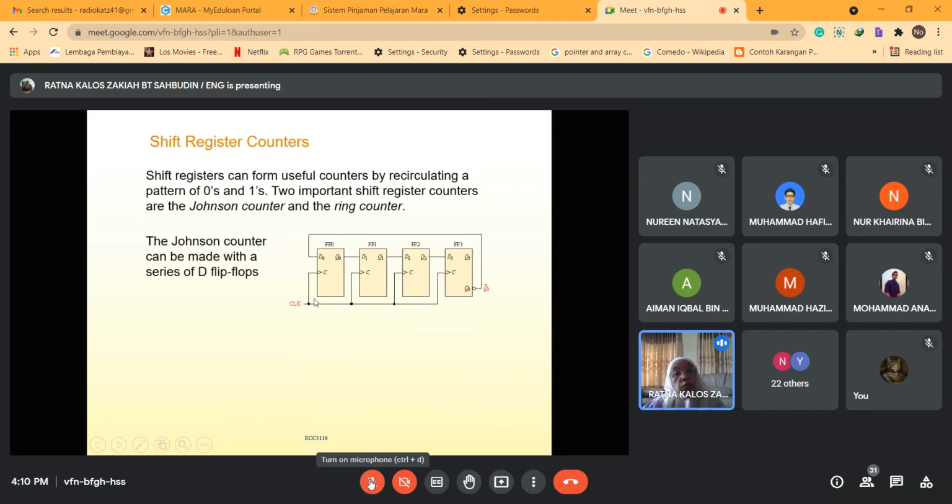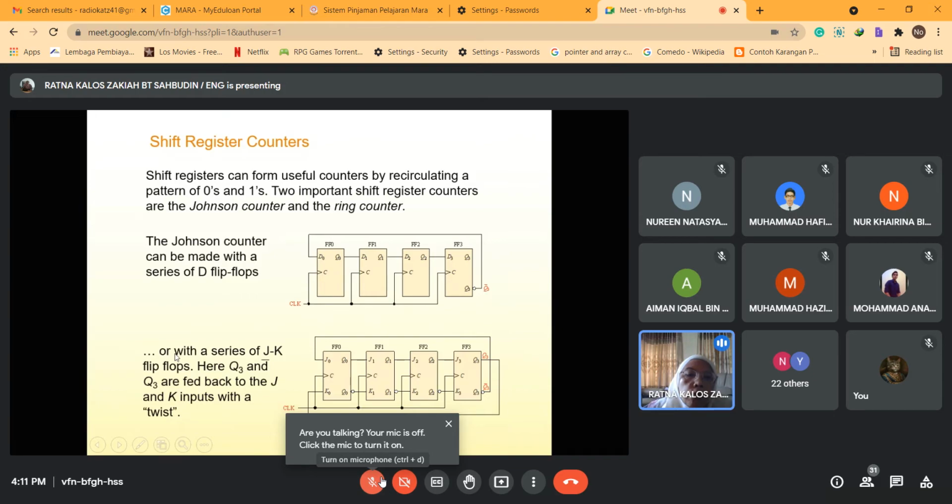So is this a synchronous or asynchronous counter? Okay, so this is a synchronous counter. And then you look at here, there is no bubble, so this is positive edge. Yeah? You look at the positive edge of the clock.